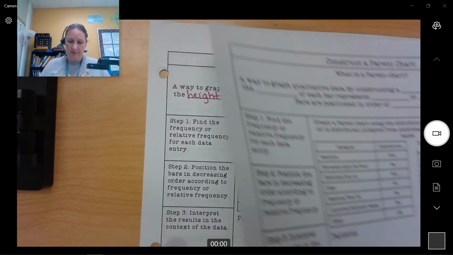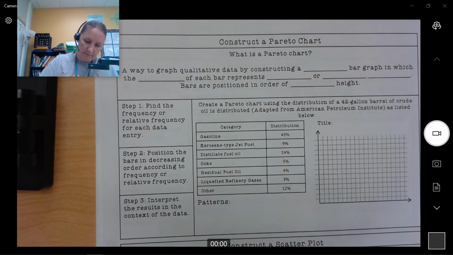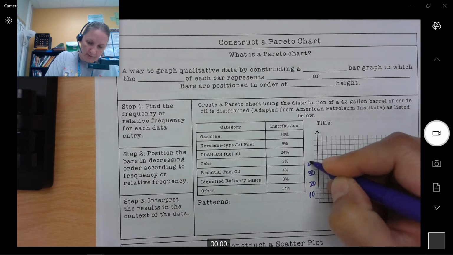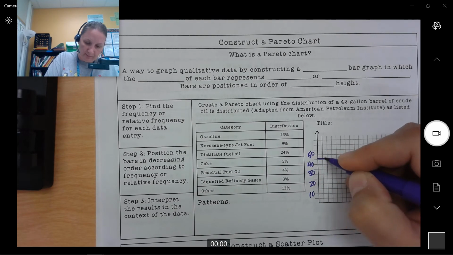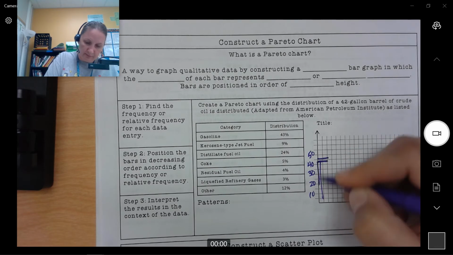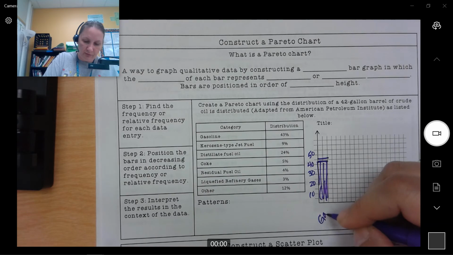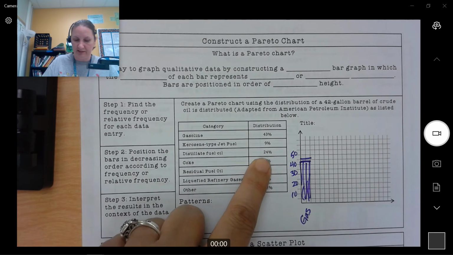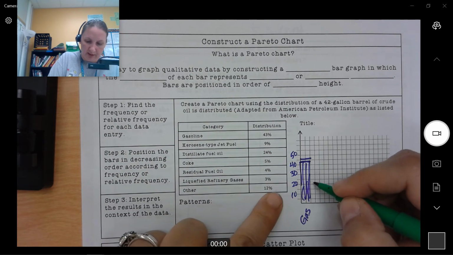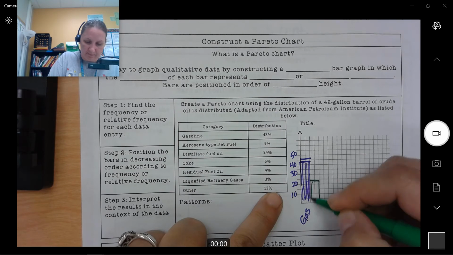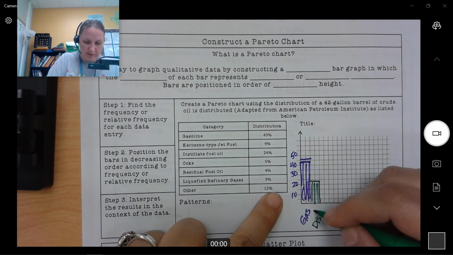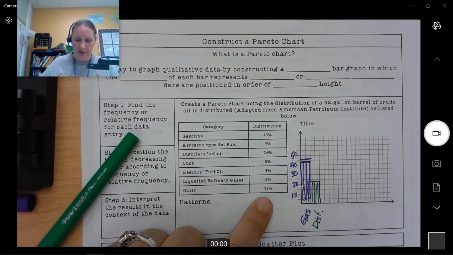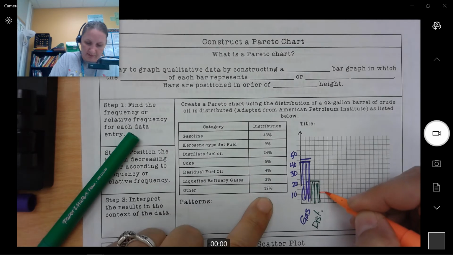So you would have your 10, 20, 30, 40, and 50. And oops. So there would be basically gas. And then you would look for what is the next highest number. Well, the next highest number was 24. So that's the next one we'll put on here is diesel fuel. And you're going to put that on. Distillate. And then you'd keep doing that for each one of the numbers. So the next one would be other, and that's 12%.